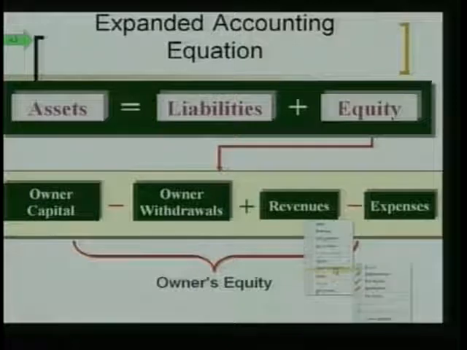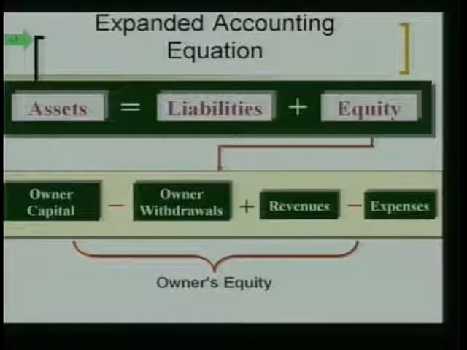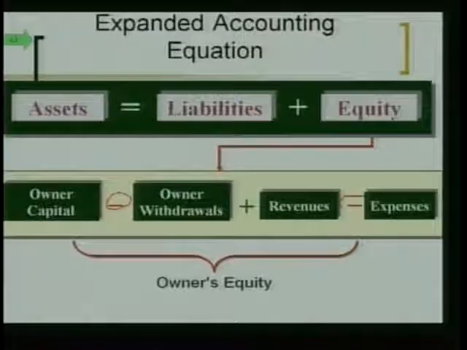So let me get my pointer going here. As these things increase, equity actually decreases because they're subtracted. Does that make sense? As withdrawals increase, owner's equity decreases because it's subtracted. As expenses increase, owner's equity decreases because expenses are subtracted. Revenues and investments by the owner into the business, which we keep track of in the capital account, as those increase, owner's equity increases. But I want you to be aware of these minus signs here, because for those items, when they increase, owner's equity decreases. Does that make sense? All right, good.